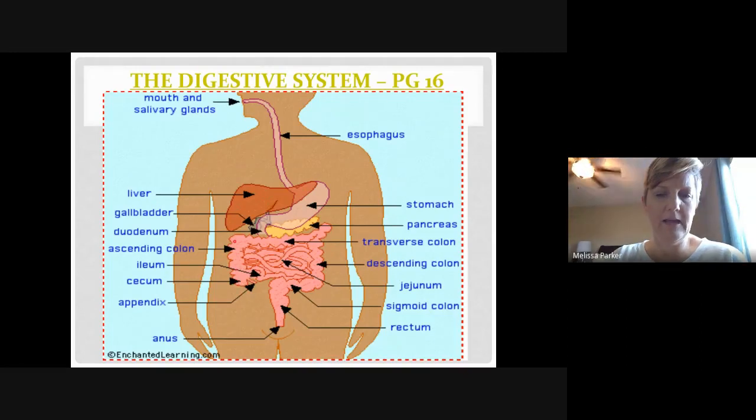Then you have your ascending colon, your transverse colon, your descending colon. And if you look, this kind of looks like a little S right here. That's your sigmoid colon, and then your rectum, and then your anal sphincter, which is right here.